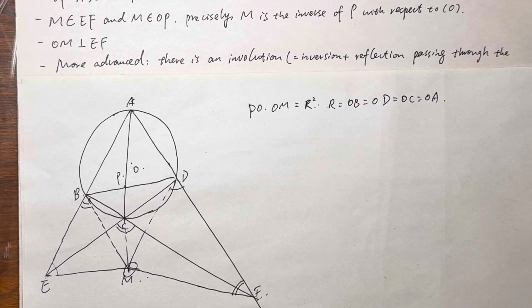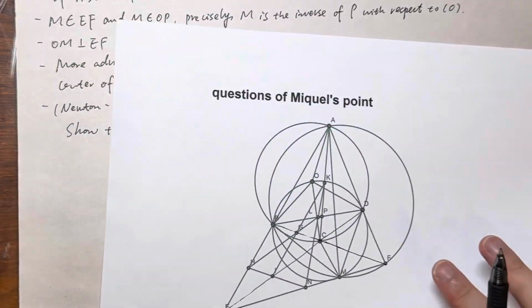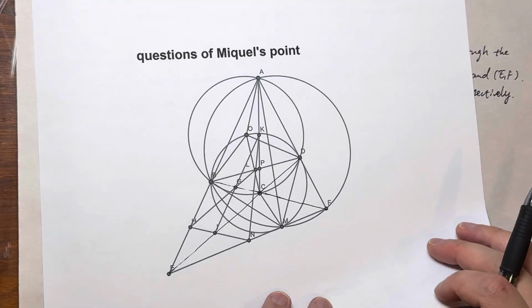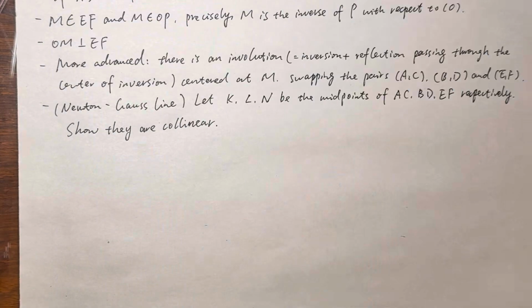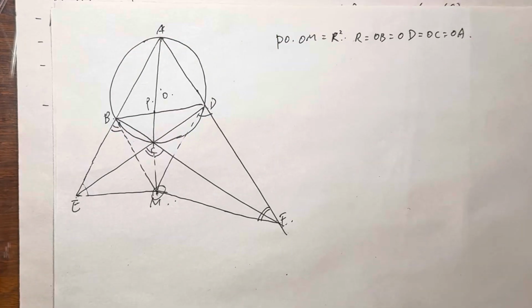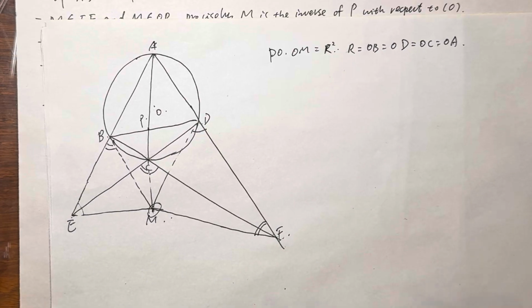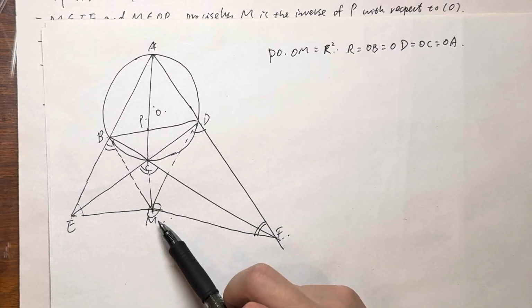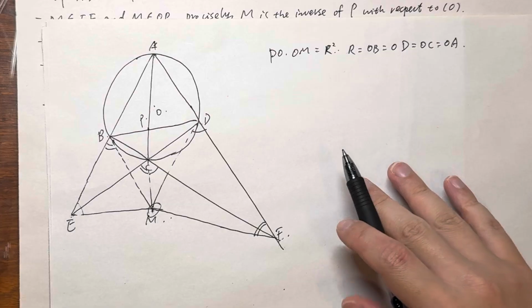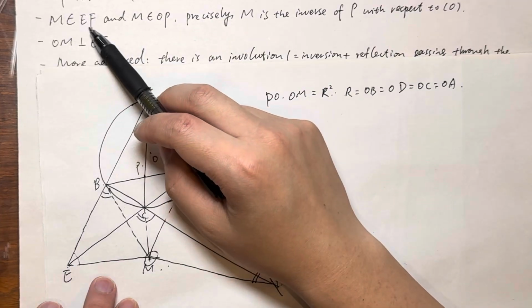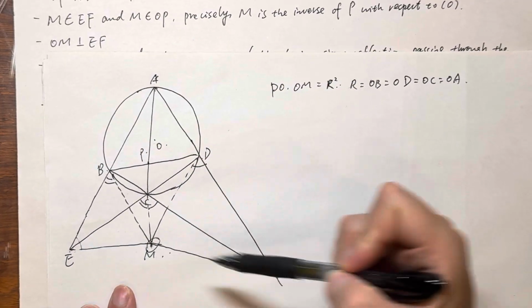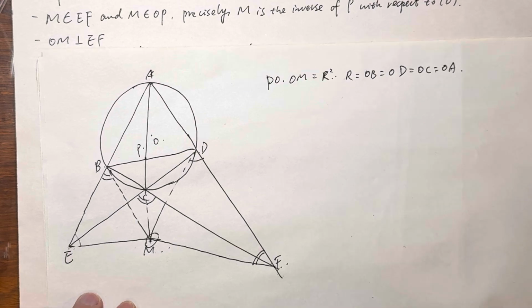Okay, so let's take it one by one here. Let me come back to use this figure, so that's easier. First thing is that we want to prove that E, M, F are collinear, right? M is on EF, which means E, M, F are collinear. We want to prove that.